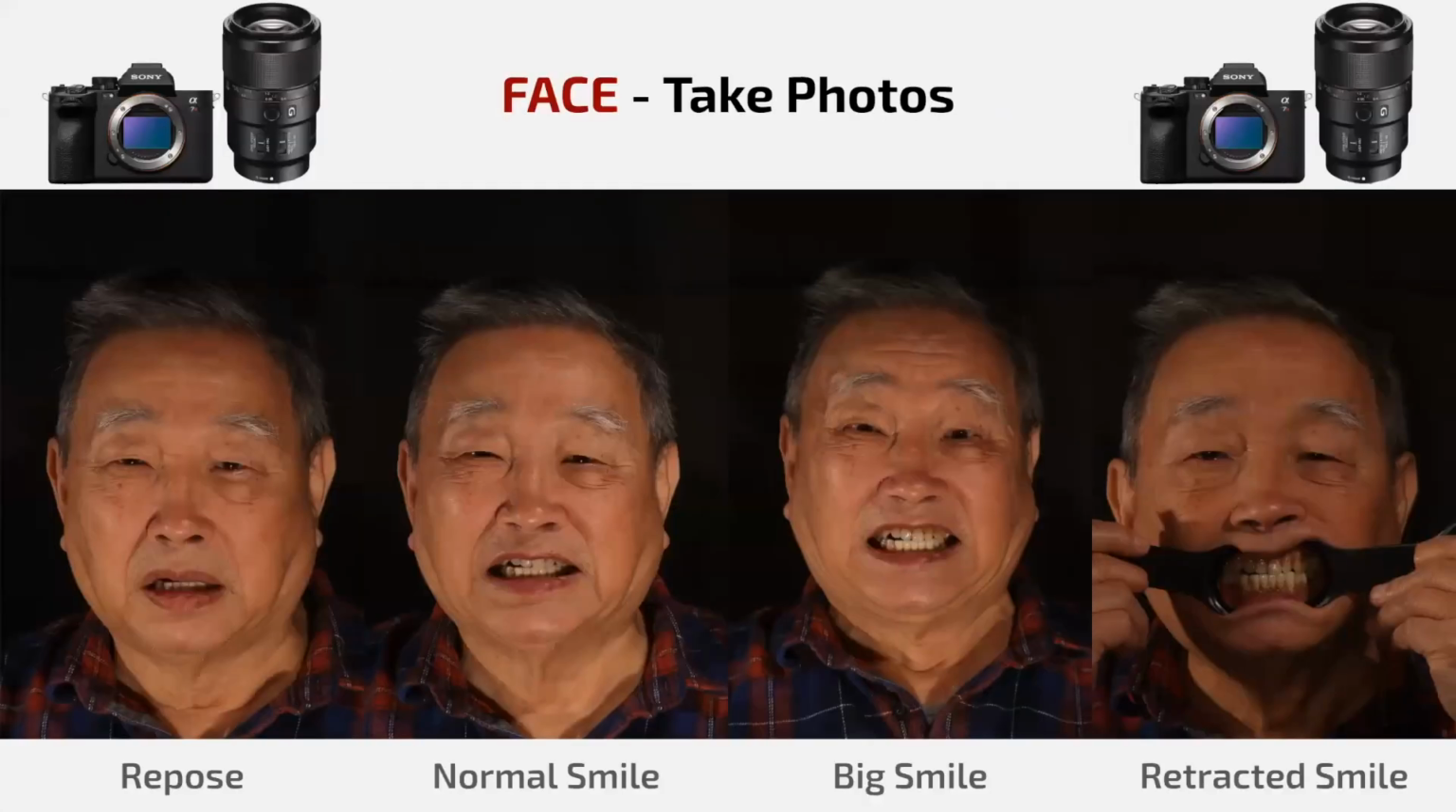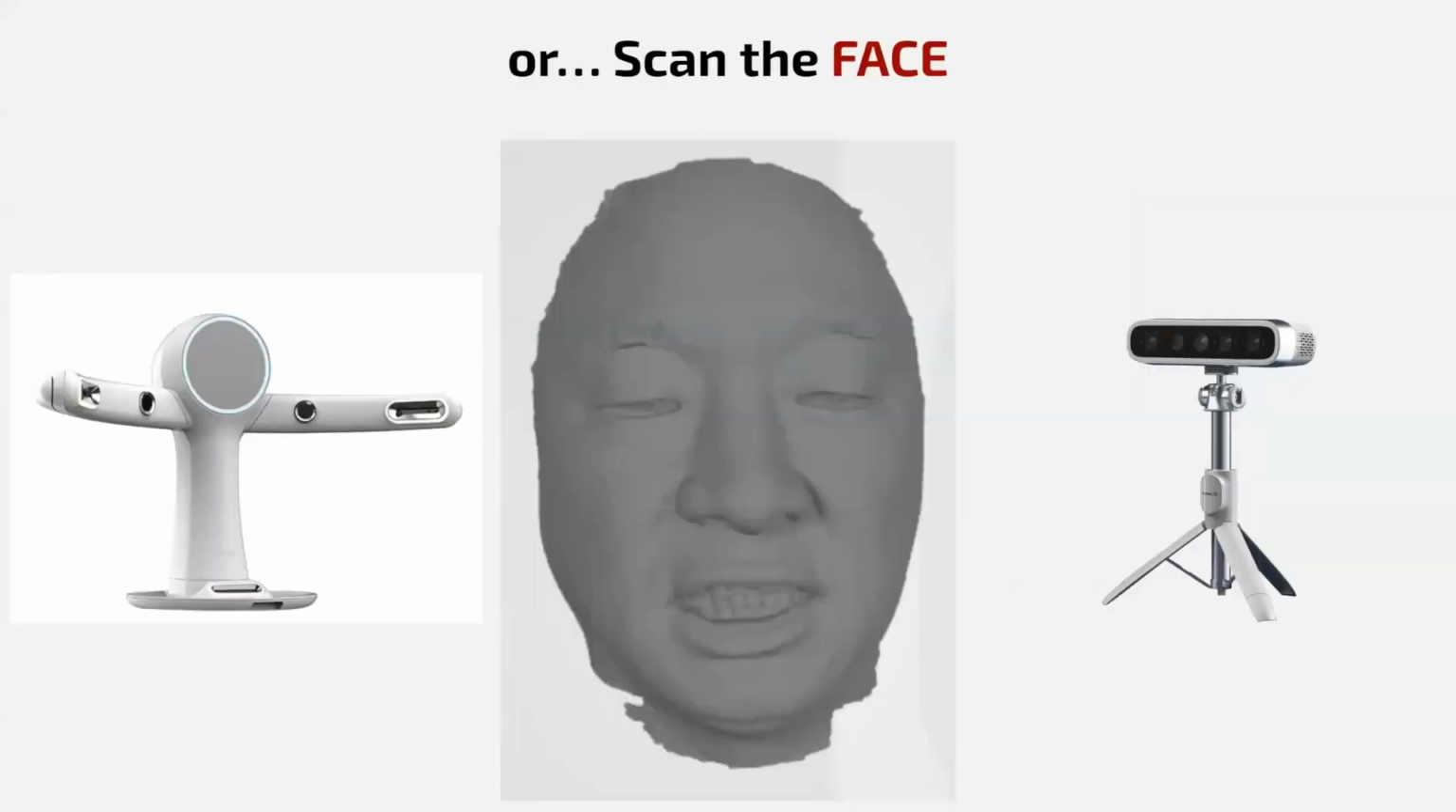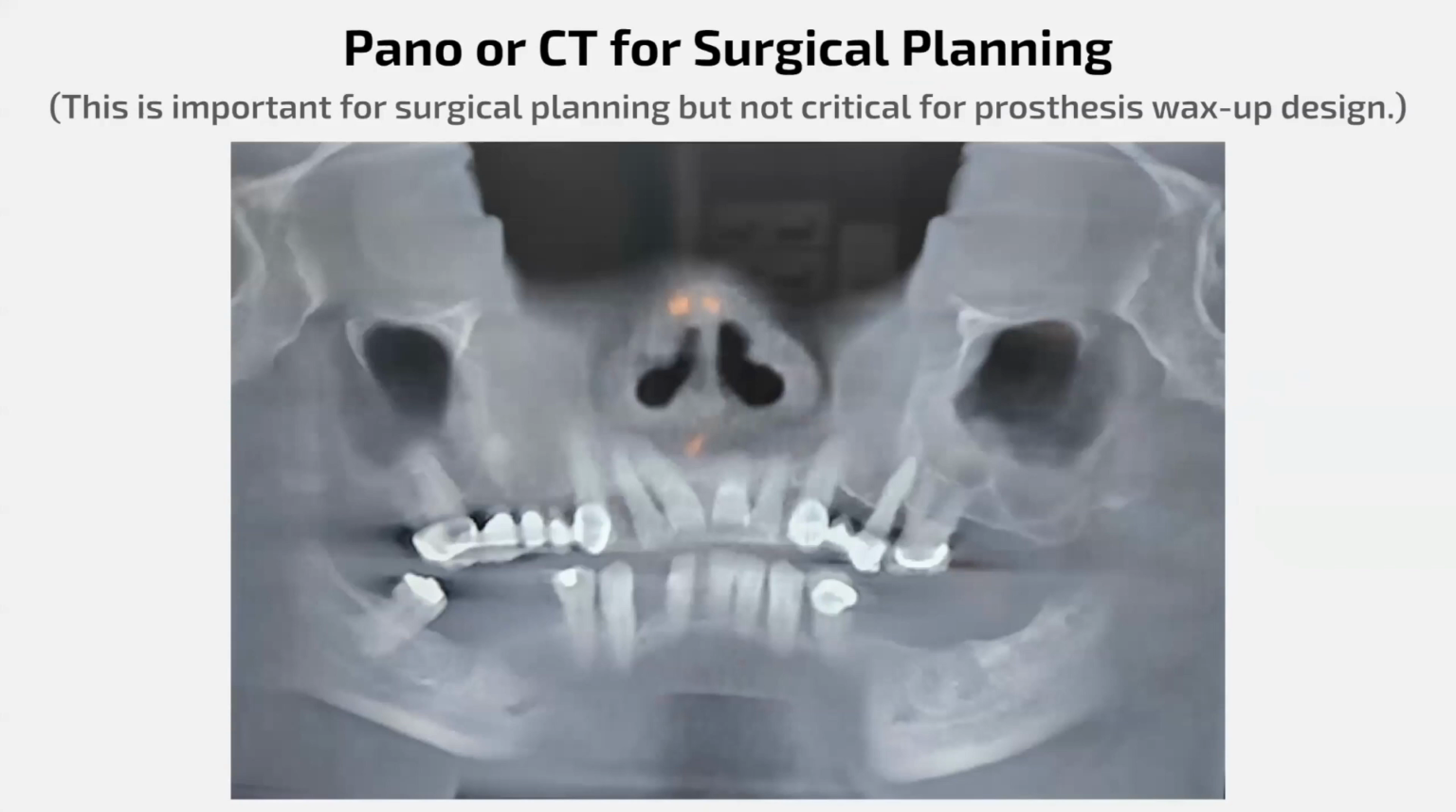And then the facial scan or the facial photos is just what I went over before, and of course you can do it the same way again. And the other thing that we recommend is possibly a CT or a pano. Of course, you cannot plan implant positions without a good set of panos or CTs.